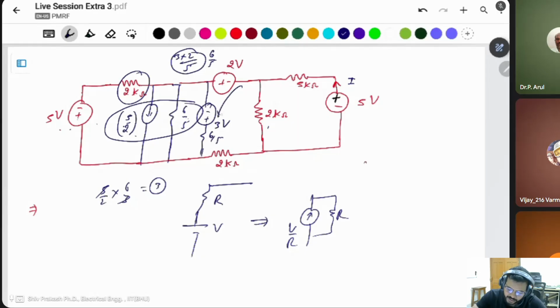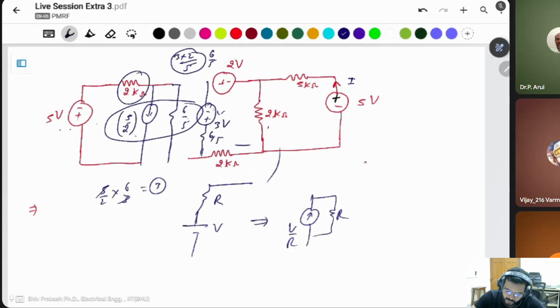Again these two are connected in series. We can add all of them on the left, these two are connected in series. Again you can change this one by source transformation into a current source and resistance. Like that you can change everything. Only one resistor and a voltage source remain here, and you can simply use KVL to find that one.